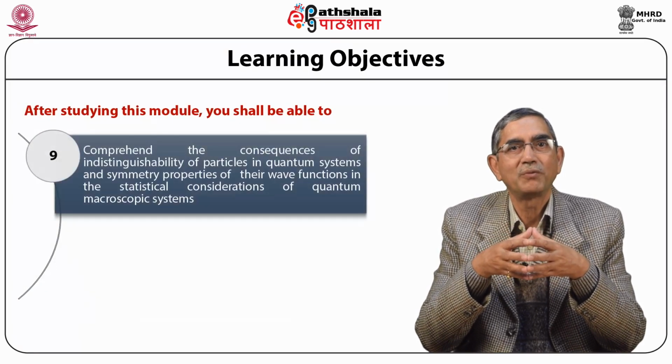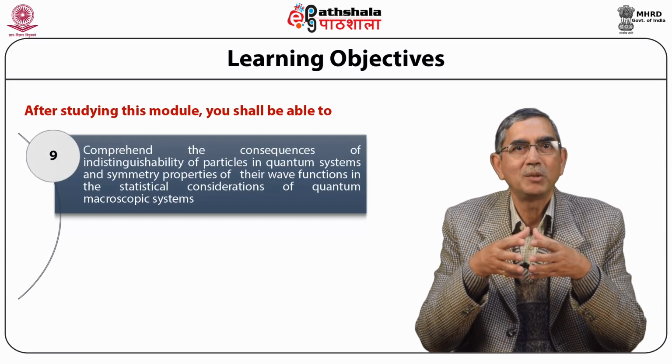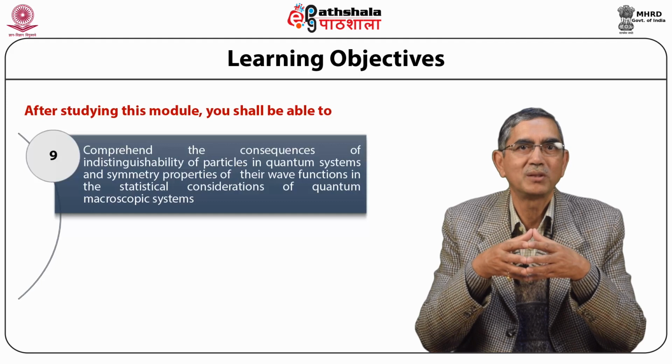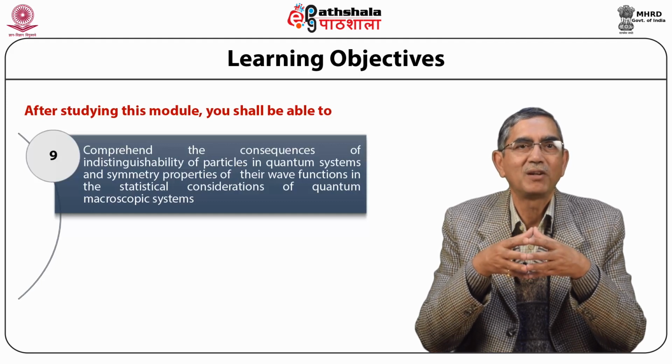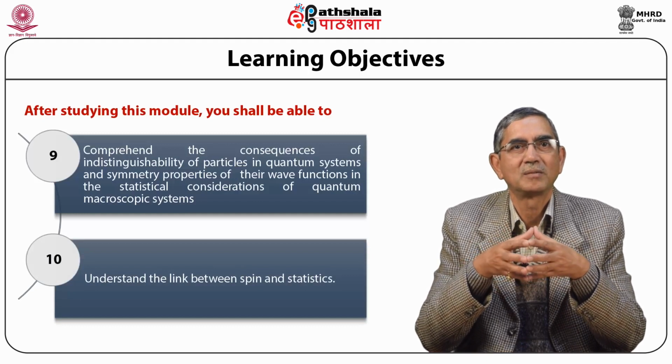We will comprehend the consequences of indistinguishability of particles in quantum systems and symmetry properties of their wave functions in the statistical considerations of quantum macroscopic systems. Finally, we will try to understand the link between spin and statistics.